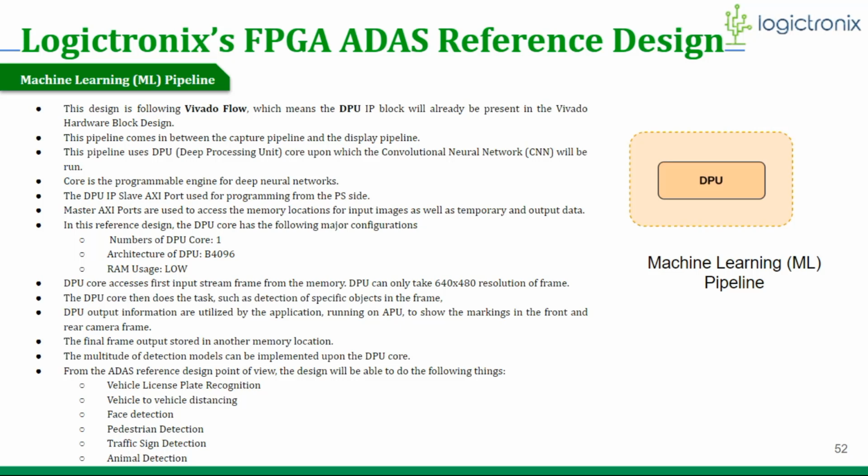So a multitude of detection models can be run or implemented upon the DPU core. From the ADAS reference design point of view, the design will be able to do the following things, such as vehicle license plate recognition, vehicle to vehicle distancing, face detection, pedestrian detection, traffic sign detection, animal detection, and so on.